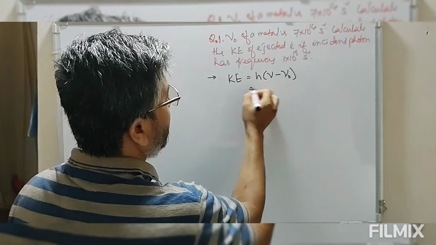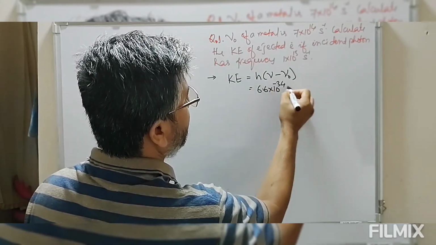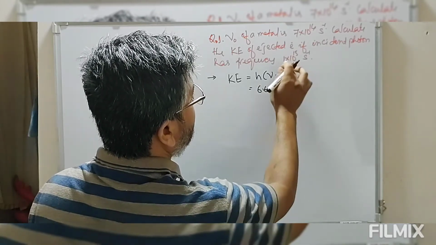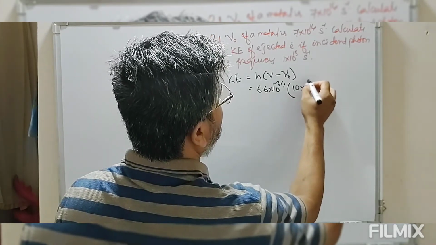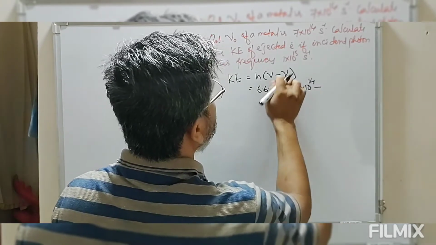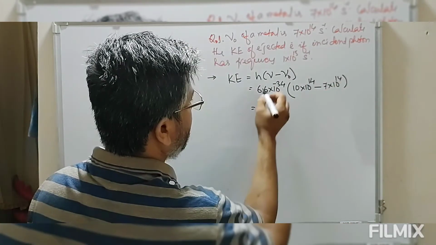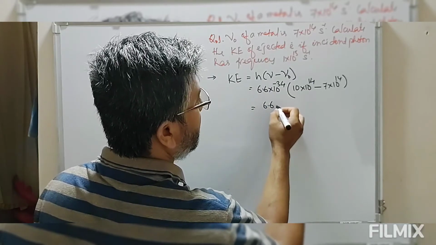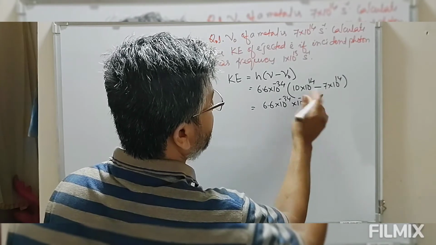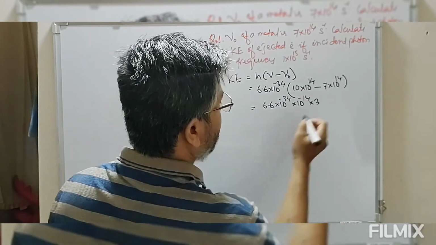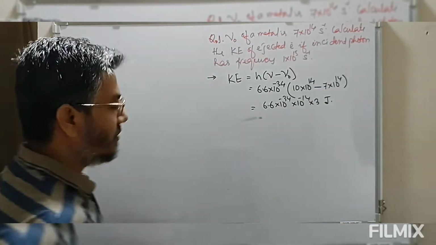So now look at this. h is 6.6 × 10^-34. ν is given as 1 × 10^15, so we can say 10 × 10^14, minus ν₀ which is 7 × 10^14. So we have 6.6 × 10^-34 × 10^14, and 10 minus 7 is 3. So we have this. This is the kinetic energy of the ejected electron.